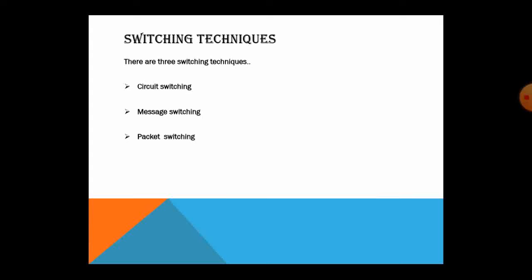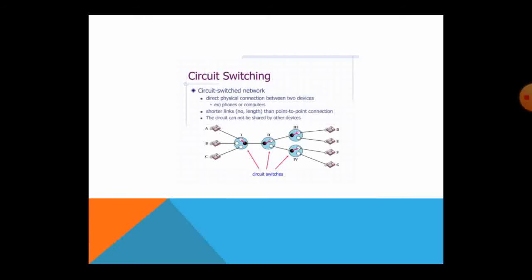These techniques are used for transmitting data across the network. When you are sending a message from the source computer to the destination computer, these switching techniques help to send the message through the network. There are three types of switching techniques: circuit switching, message switching, and packet switching.